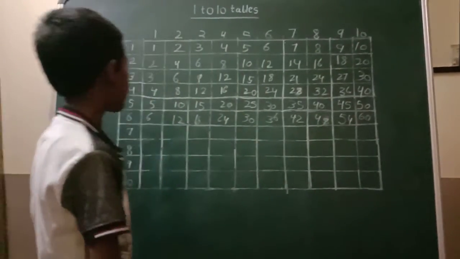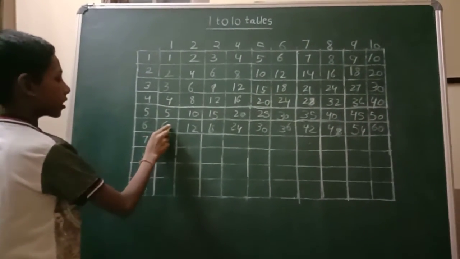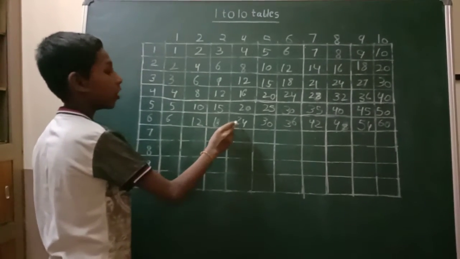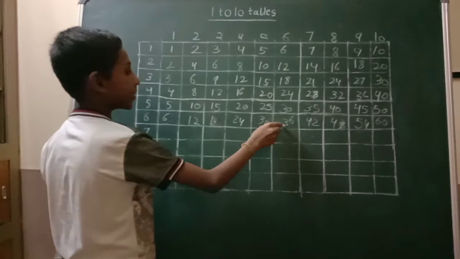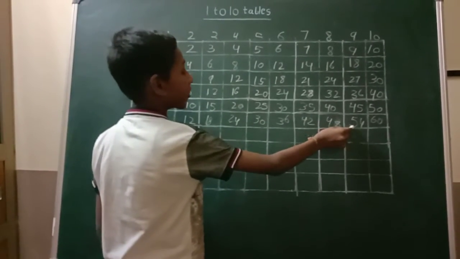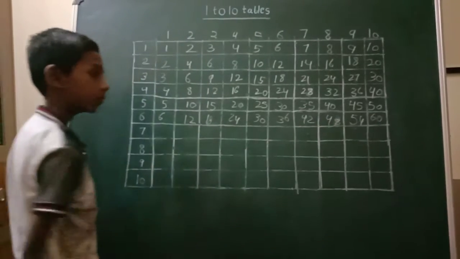We should check it is right or wrong. 6 ones are 6, 6 twos are 12, 6 threes are 18, 6 fours are 24, 6 fives are 30, 6 sixes are 36, 6 sevens are 42, 6 eights are 48, 6 nines are 54, and last, 6 tens are 60.